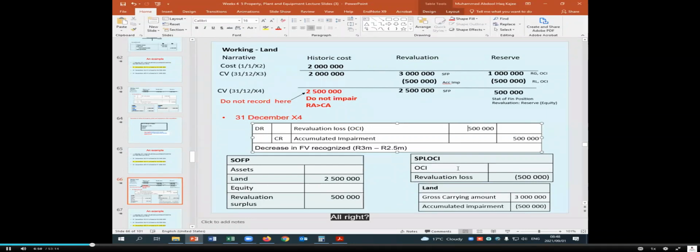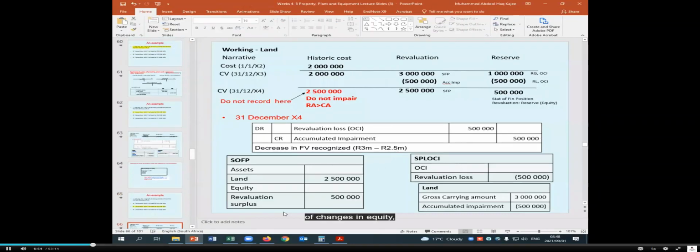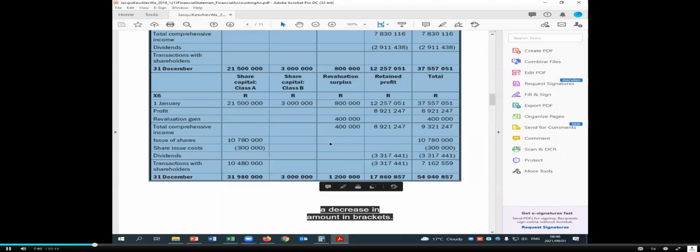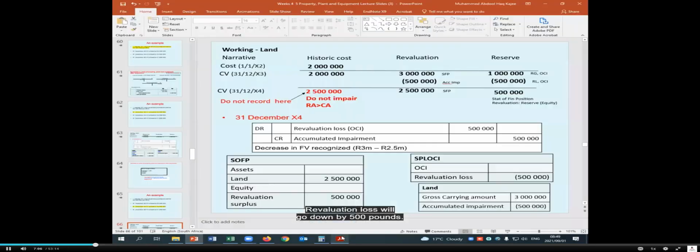Right. And under your statement of changes in equity, you will see here for the year under revaluation surplus, a decrease in amount in brackets, a revaluation loss, and it will go down by 500,000.